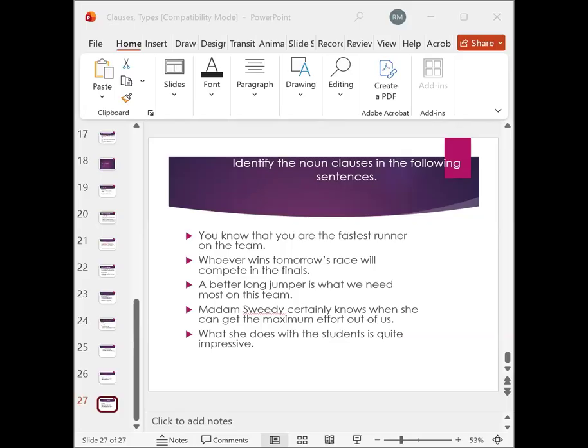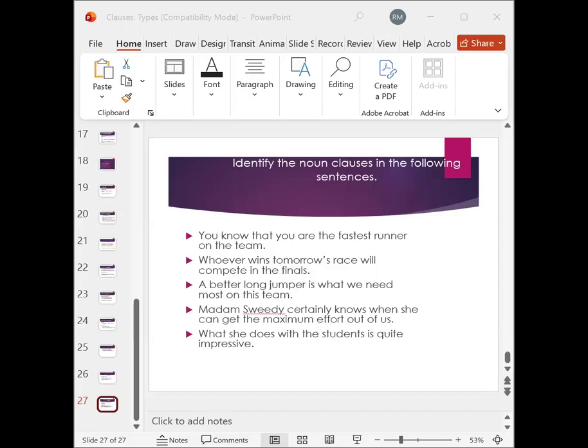That you are the first. Samuel, very good. Check your "you are." That you are the first, very good. Whoever wins tomorrow's race, very good. Solomon, good. Okay, Peter, good. Somebody has done everything. You are the fastest, okay. Whoever wins, okay. What we need most, okay. Good, Prince, that's good.